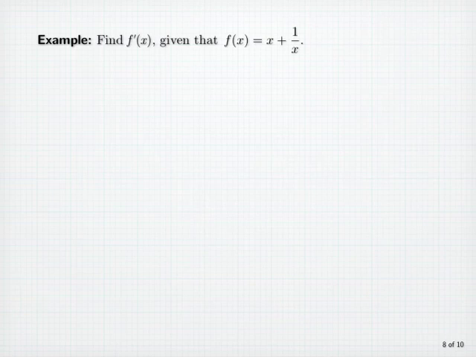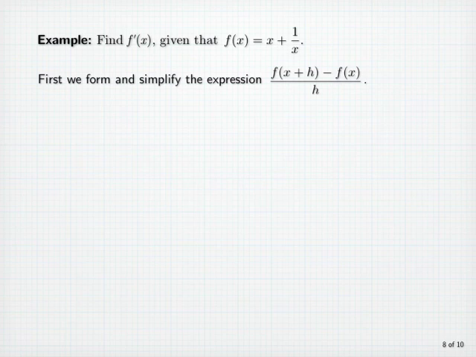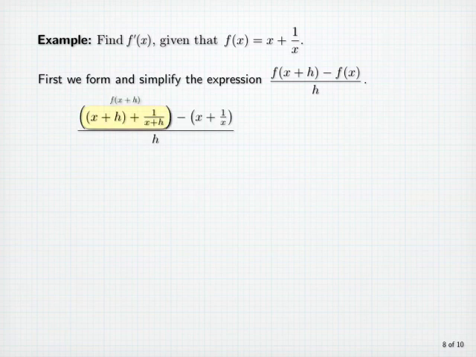Example. Find f prime of x given that f of x equals x plus 1 over x. First we form and simplify the expression f of x plus h minus f of x, divided by h. f of x plus h is obtained by substituting x plus h into the function f for x wherever it appears in the formula. So f of x plus h is x plus h plus 1 over x plus h. And of course f of x is just x plus 1 over x.